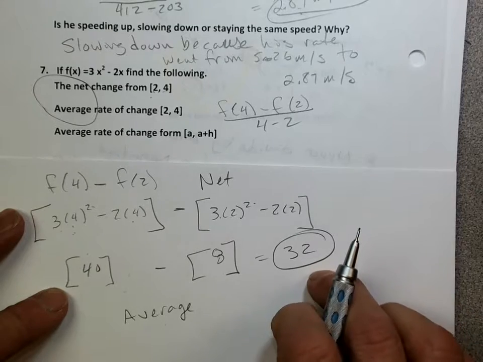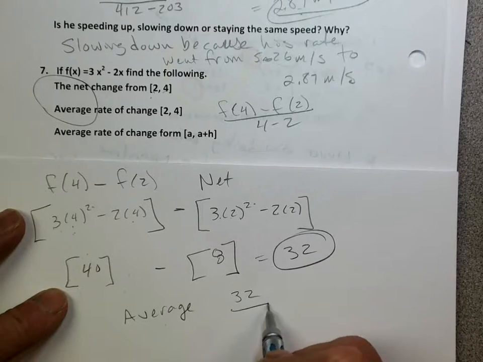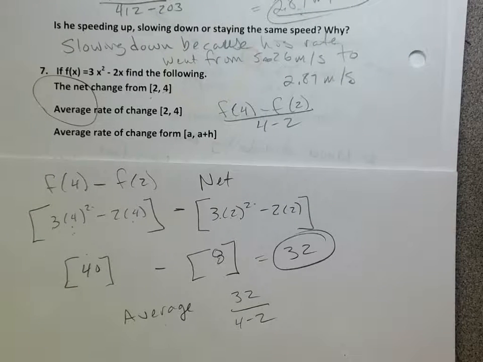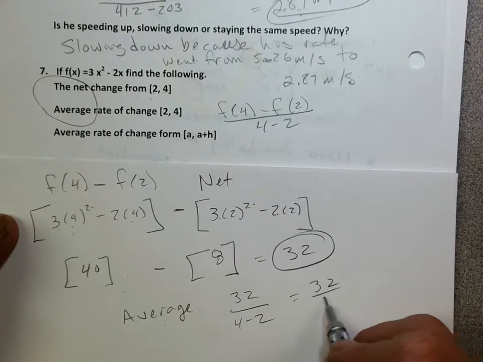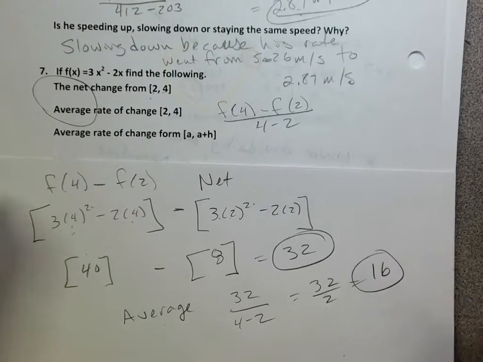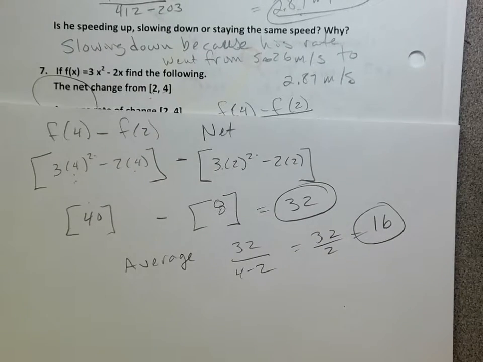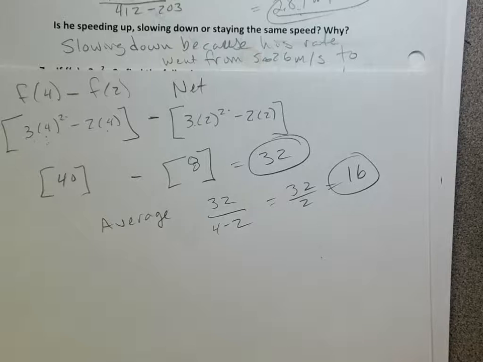I got 32, right? So let's take 32 and divide it by my interval, which is 4 minus 2. So you take your answer of your net and divide it by your interval. Your interval is from 4 to 2. So then that's 32 divided by 2, which is 16. Okay? Capiche? Okay, and we're almost ready for the hard one. All right.